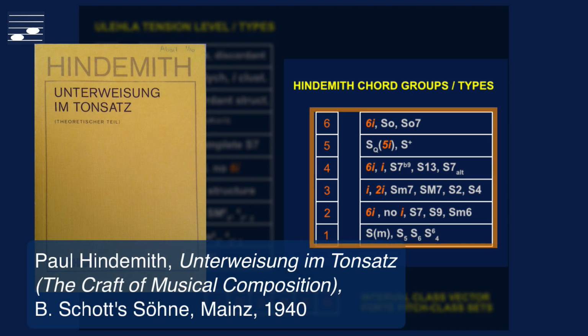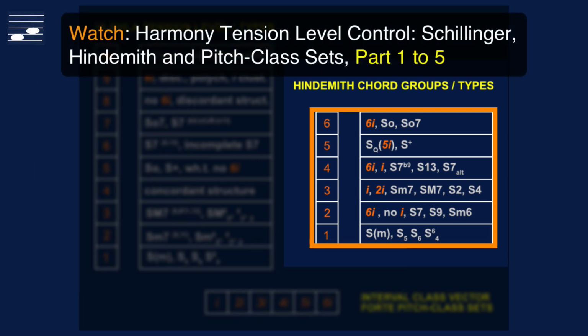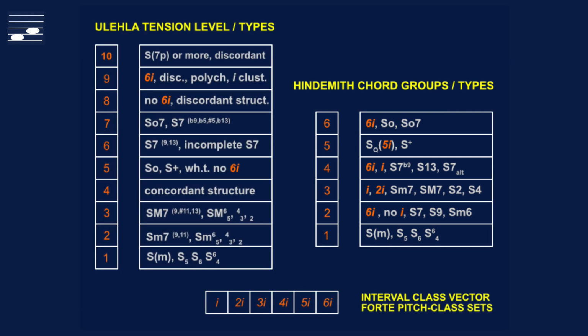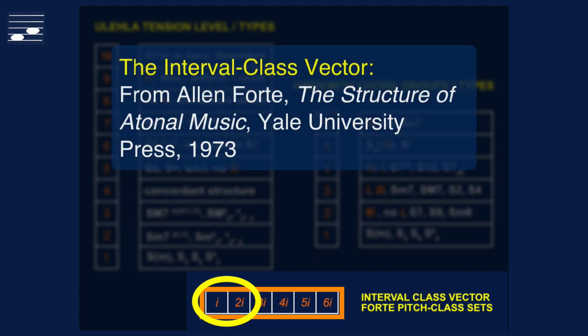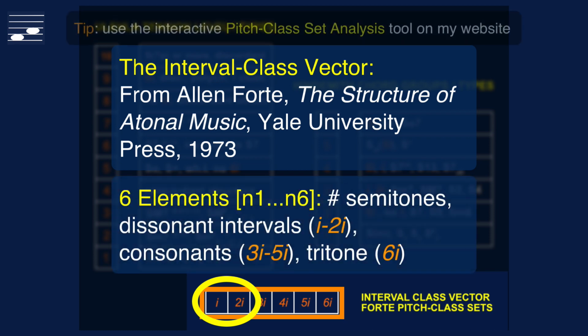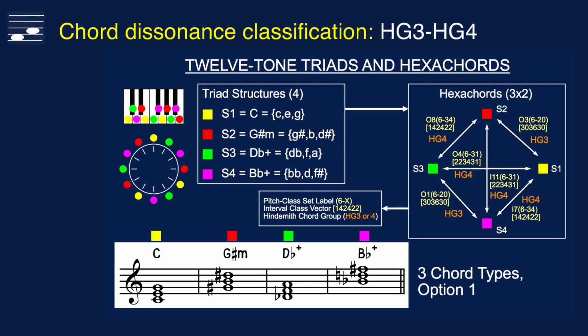We find simple triads in group 1, even-numbered groups contain tritones, and in groups 3 and 4 we also find sharp dissonances, as indicated by the semitone interval class i. That is where the pitch class set labeling comes in handy, as the generic interval class vector shown at the bottom allows easy tension level classification in the two schemes. Vector elements n1 and n2 show the number of seconds in the chord. We next find the minor and major thirds, while 5i represents the perfect 4th and 5th intervals, and 6i is the tritone interval. And now we return to the 12-tone triad set.